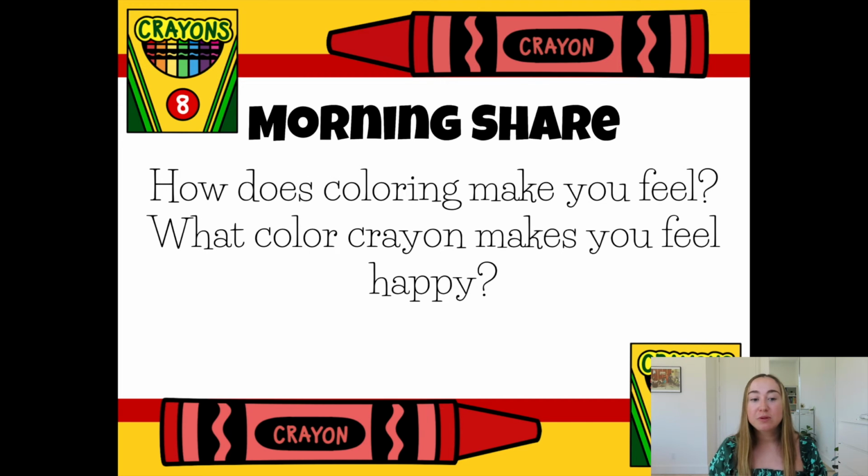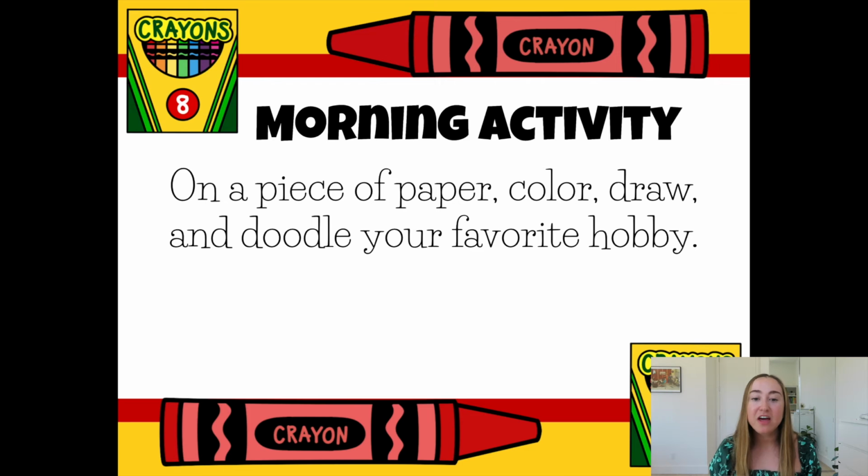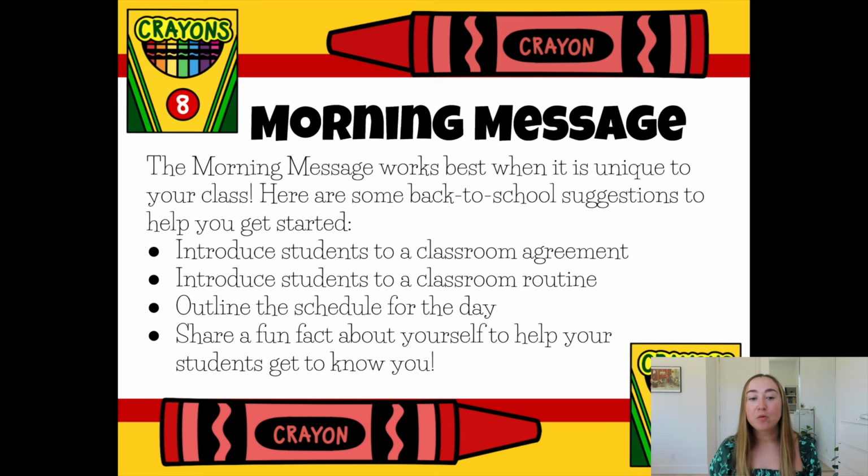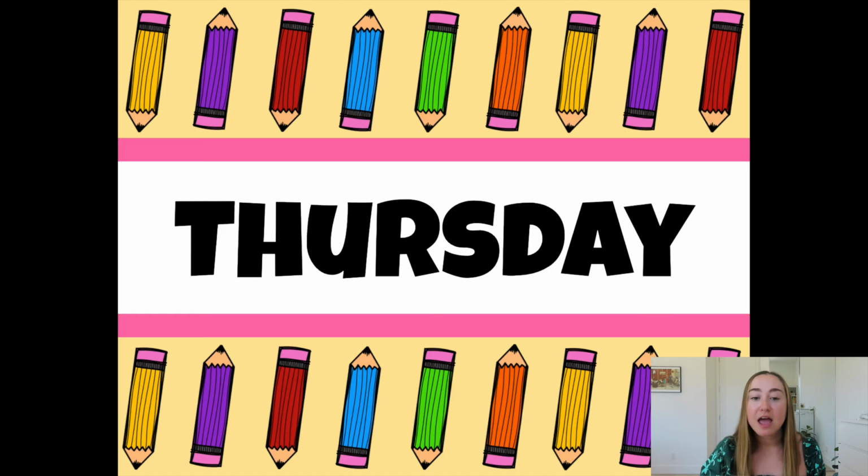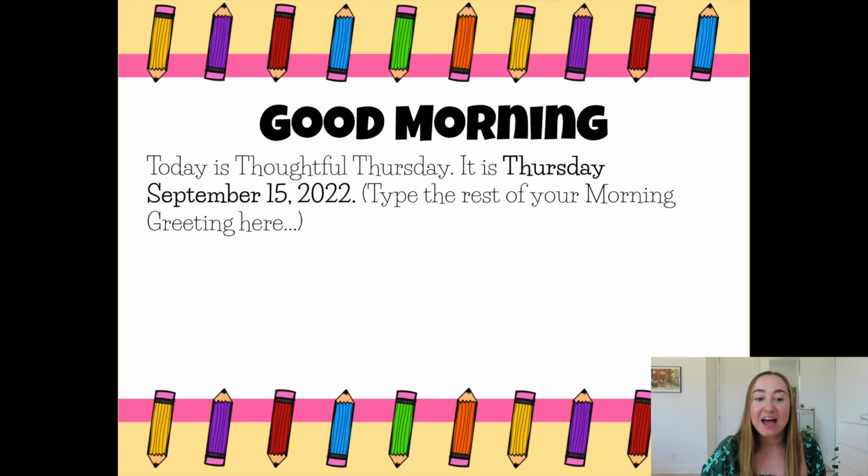The morning share could be something like, how does coloring make you feel? What color crayon makes you feel happy? So students then could take turns responding to that share prompt, or they could turn to the person next to them and respond to these prompts. Then the morning activity. On a piece of paper, color, draw, and doodle your favorite hobby. And then the morning message, same idea here. Use this as an opportunity to connect morning meeting to the remainder of the school day to set the tone for learning.